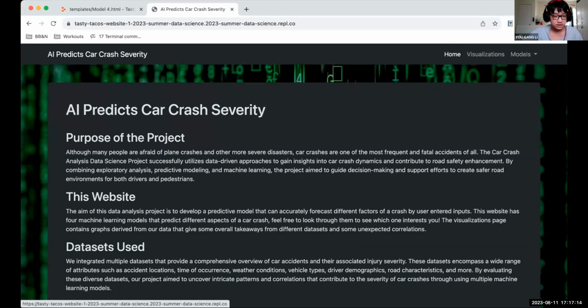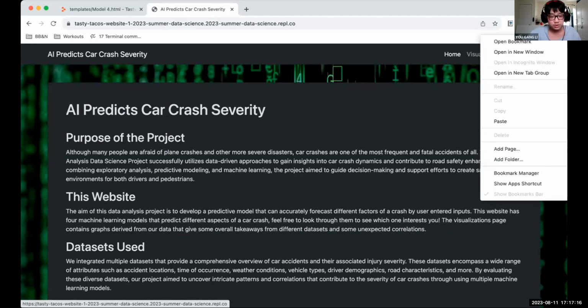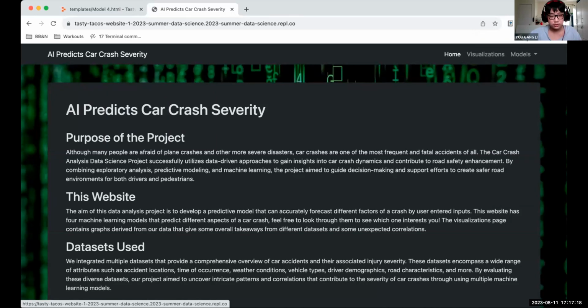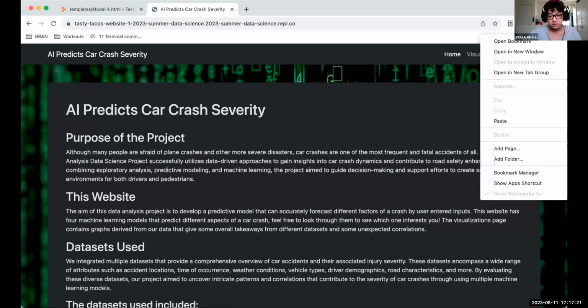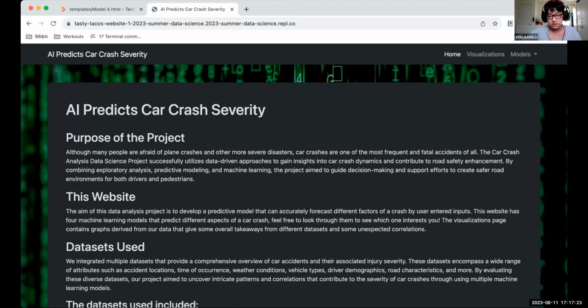The aim of this data analysis project is to develop a predictive model that can accurately forecast different factors of a crash by user-entered inputs. This website has 4 machine learning models that predict different aspects of a car crash. Feel free to look through them to see which one interests you.